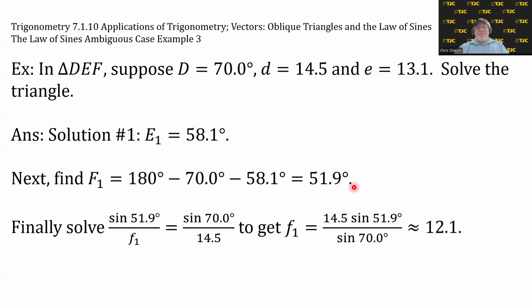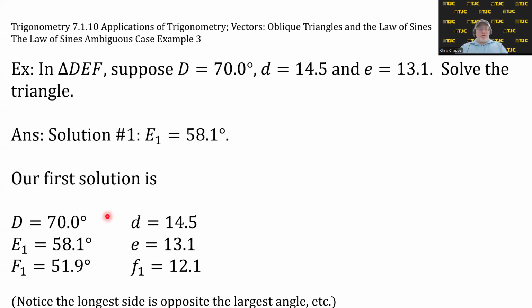And now we're going to find the missing side, which is F. So we're going to use angle F, sine of 51.9 degrees over side F. And let's use the given angle-side pair of D's. So sine of 70 degrees over 14.5. And if we solve that for F, we can cross multiply, divide to get F by itself. We'll get 14.5 sine of 51.9 degrees over sine of 70.0 degrees, which is approximately 12.1.